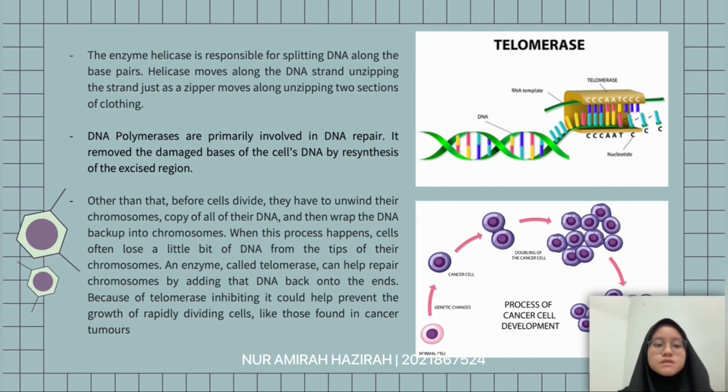When this process happens, cells often lose a little bit of DNA from the tips of their chromosomes. An enzyme called telomerase can help repair chromosomes by adding that DNA back onto the ends. Inhibiting telomerase could help prevent the growth of rapidly dividing cells like those found in cancer tumors.